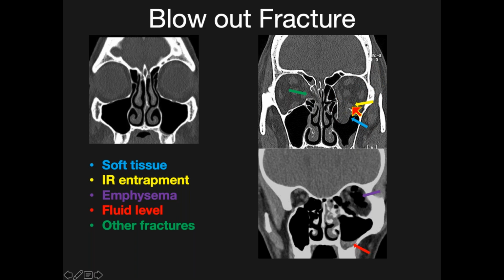It's not difficult to see that the patient presents with diplopia and a restricted upward gaze. That connection to the sinus means air within the orbit, orbital emphysema, and the blood can track down into the maxillary sinus, producing this fluid level. We always look for other fractures, and in this case, there is a fracture of the medial wall on the other side.